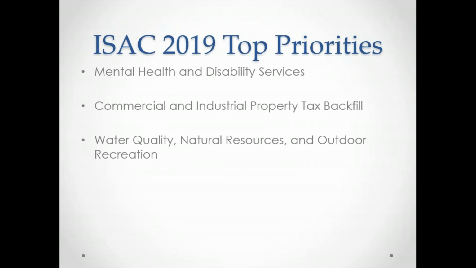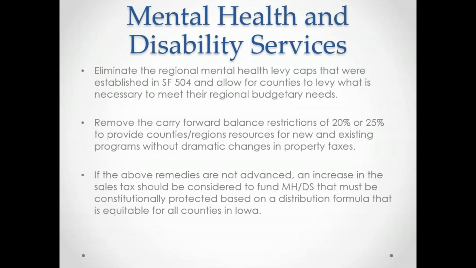For 2019, the 3 top priorities are mental health and disability services, commercial and industrial property tax backfill, and water quality, natural resources, and outdoor recreation. Mental health and disability services certainly isn't new to ISAC or to our counties and regions. Finding a long-term sustainable funding source to provide mental health services is something we've been striving for for years, even before we went to a regional-based delivery system.